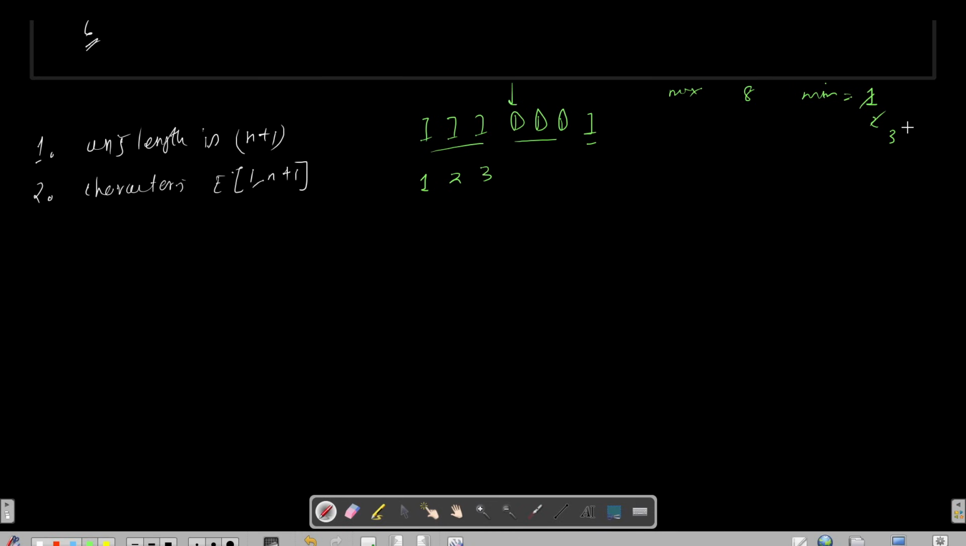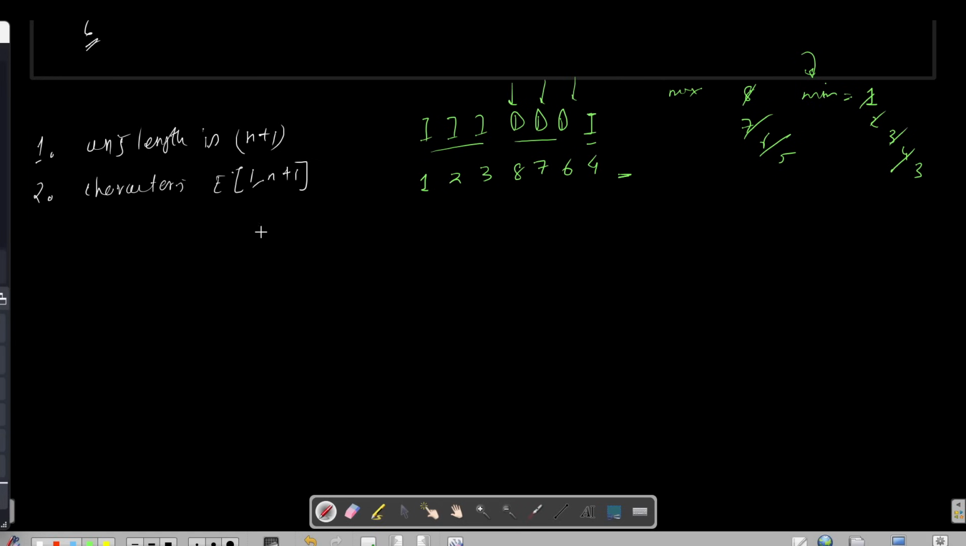I will shift to my max 8, and decrease it. Again there is a D, so I place the max character 7, decrease, place 6, and decrease again. Then we have an I here, so I use my min character and place 4 here and decrease it. For the last character, I see which is the minimum between max and min and place it. Will that work? No, that would not work. The smaller of max and min is 3, but if you can clearly see, 3 is repeated.